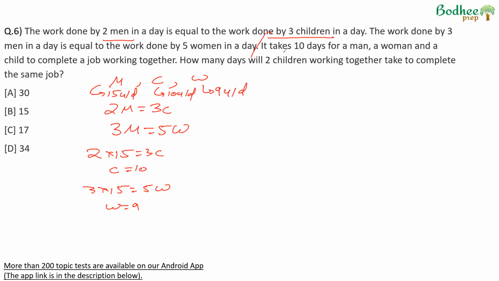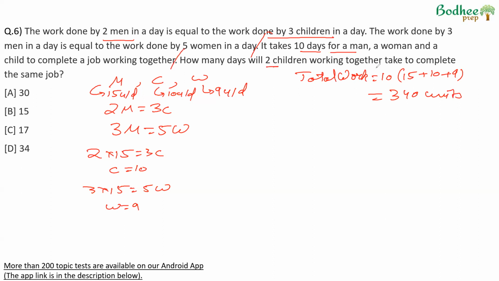If it takes 10 days for a man, woman, and a child to complete the work. So the total work that they are doing is over 10 days. The amount of work done will be 15 units per day by a man, 10 by a child, 9 by a woman. Therefore, total work, this is per day work into 10 days, or they work for 10 days. So 15 plus 10, 25 plus 9, 34 into 10, 340 units of work is the total work that has been done in 10 days.